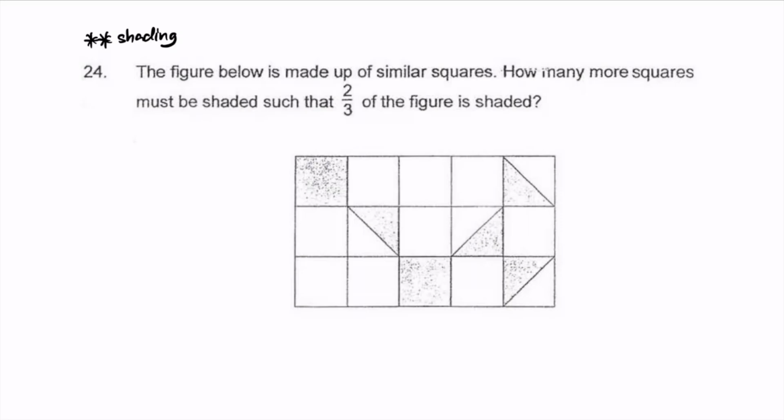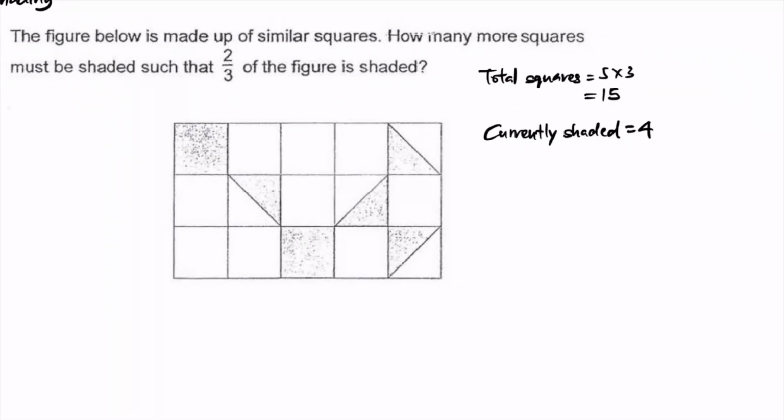The figure below is made out of similar squares. Well, actually we have squares and triangles, but more on that later. How many more squares must be shaded? We should find out the number of squares currently shaded. Well, the total is 15. Currently shaded is 4. Now, how do we know that? Because 2 triangles make up 1 square, for example.